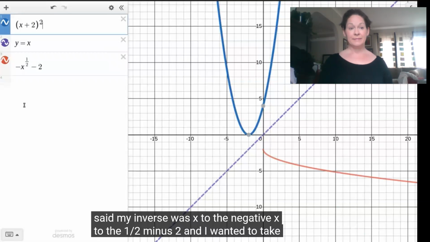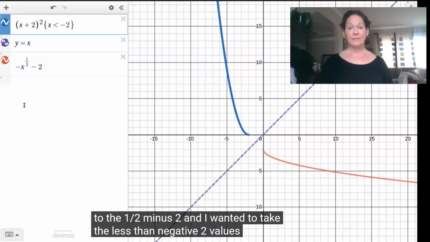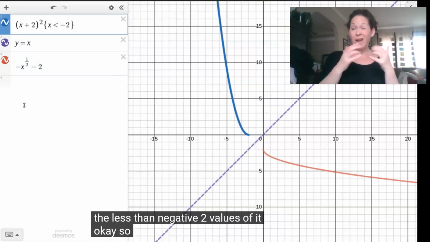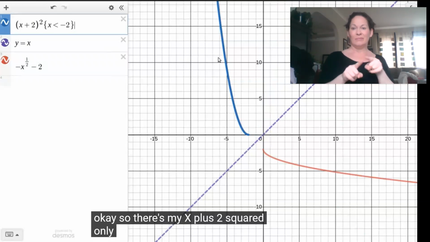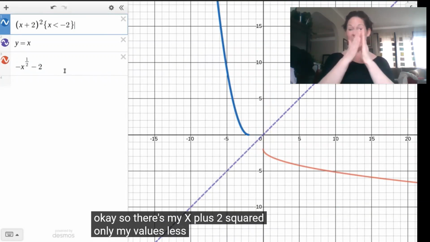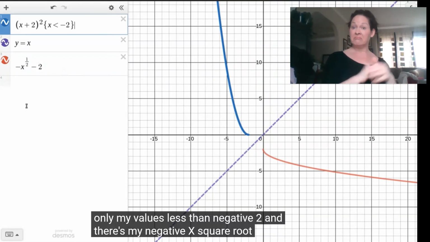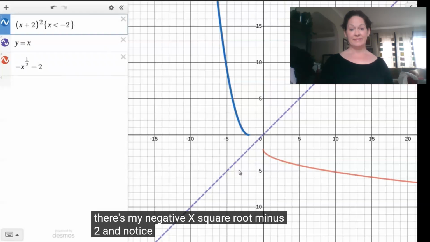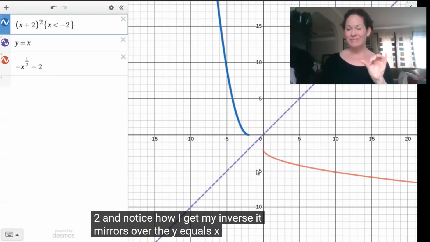And I wanted to take the less than negative 2 values of it. Right? So there's my x plus 2 squared, only my values are less than negative 2. And there's my negative square root of x, minus 2. And notice how I get my inverse. It mirrors over the line y equals x.